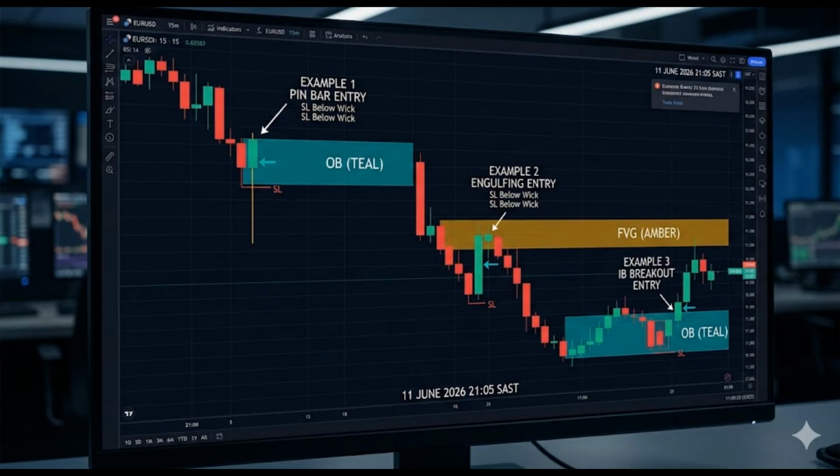And over here, an inside bar formed inside the OB. Small range contained in the previous candle. Then the breakout candle closed above the IB high. Entry on close, stop below the IB low.